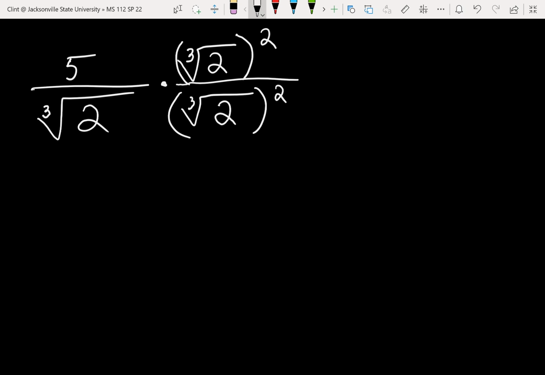That makes the top just a little bit messier than the other ones we did. The 5 just comes along, 5 times something. On top, if we want to simplify that, that's the cube root of 2 squared. The way you could work that out is the cube root of 2 squared, where 2 squared is squaring the 2.